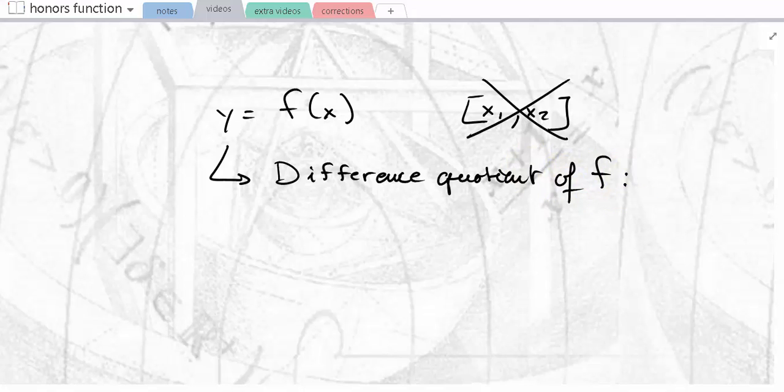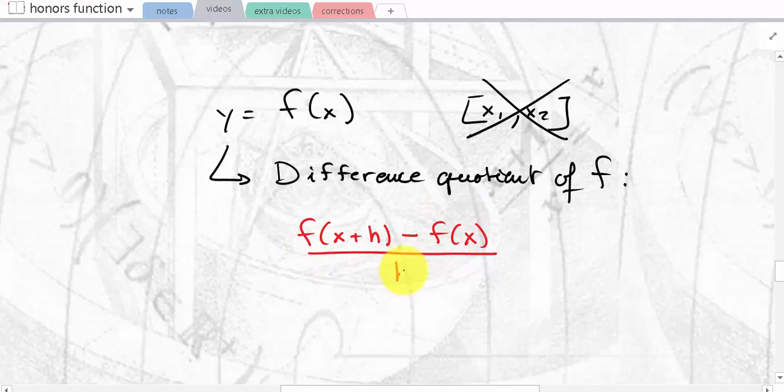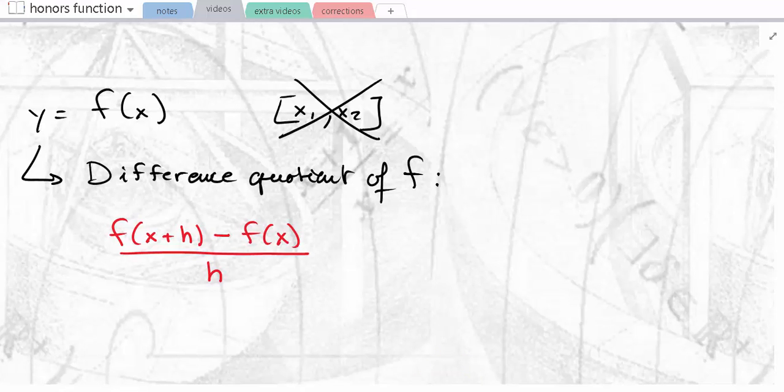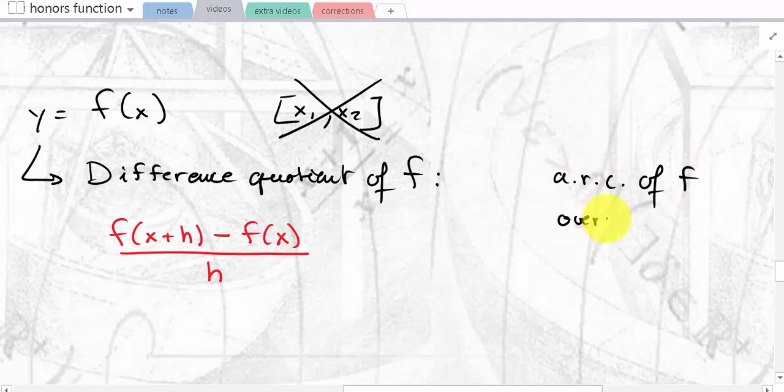So, how do we define the difference quotient of a function? It is f of x plus h minus f of x divided by h. That's the difference quotient of a function. How does that relate to what we just covered? Well, the difference quotient of a function is actually an arc. It is an average rate of change. It is the average rate of change of f over the interval x to x plus h. Okay? Why? Check it out.